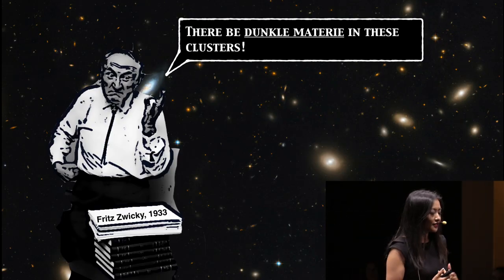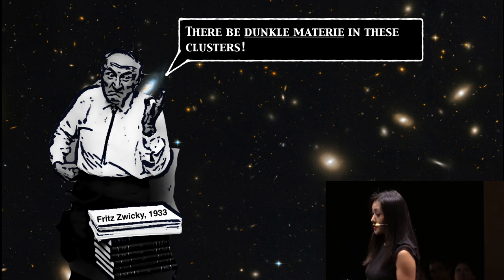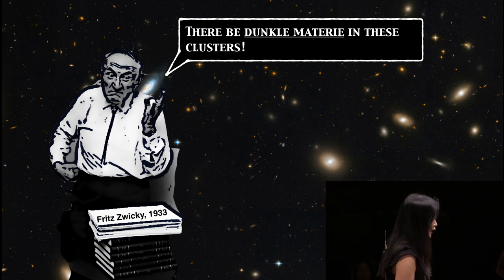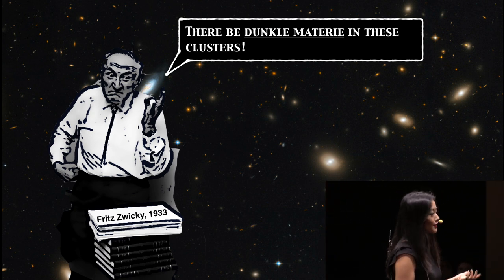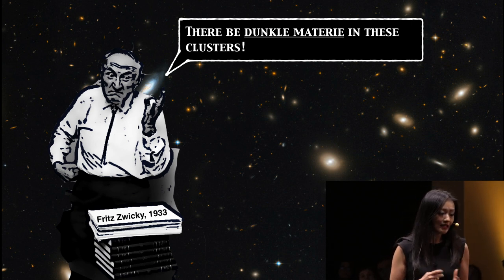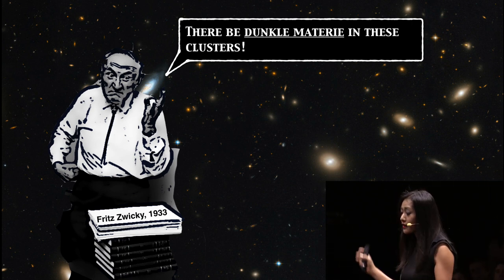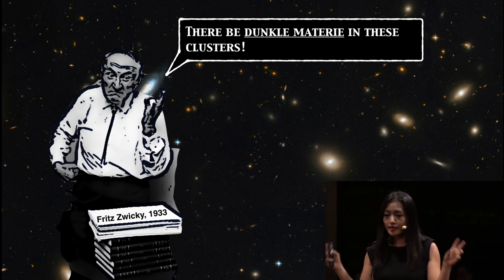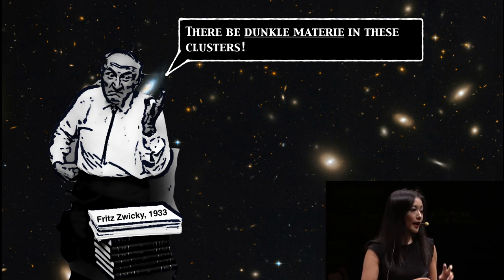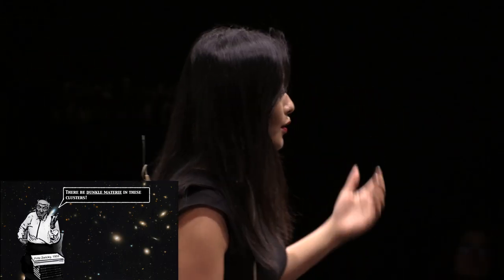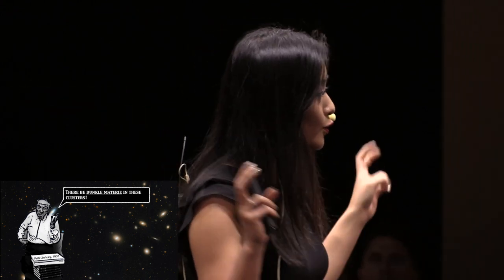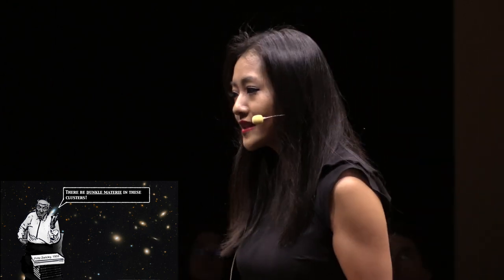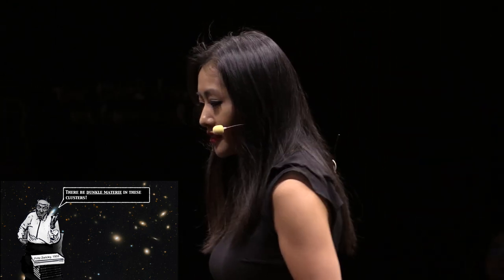In fact, back in 1933, this chap, Fritz Zwicky, he's Swiss, born in Bulgaria actually, and he was looking at the Coma cluster of galaxies, and he noticed that these galaxies were whizzing around each other way too quickly. There was not enough gravity in the galaxies themselves to keep them bound together. They should be flying off all over the place. So he said that there must be some Dunkle Materie keeping these objects bound together. And this was one of the first references to dark matter we have in the literature.